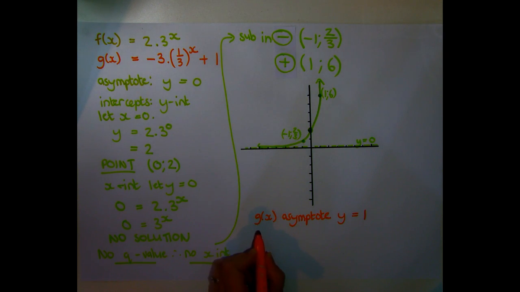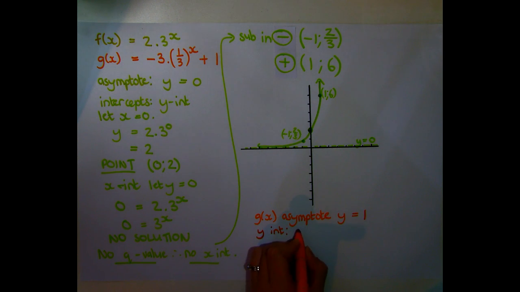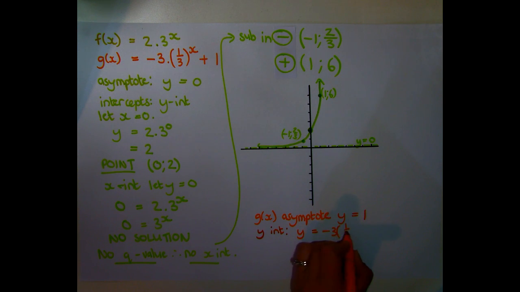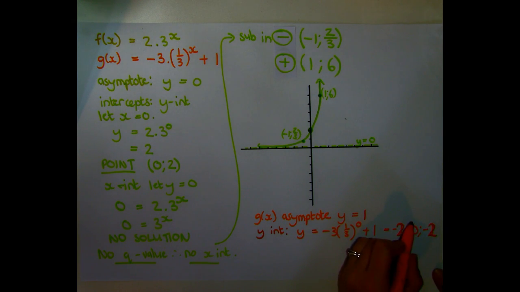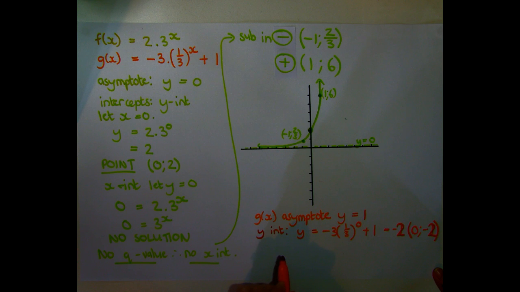Right, now my intercepts for the g of x graph, so I'm going to go with the y-intercept, where I let x equal 0. So the y-intercept is where y equals -3, a third to the power of 0 plus 1. When I type this into the calculator, I get out -2, which is the point 0 and -2. So that is the y-intercept.